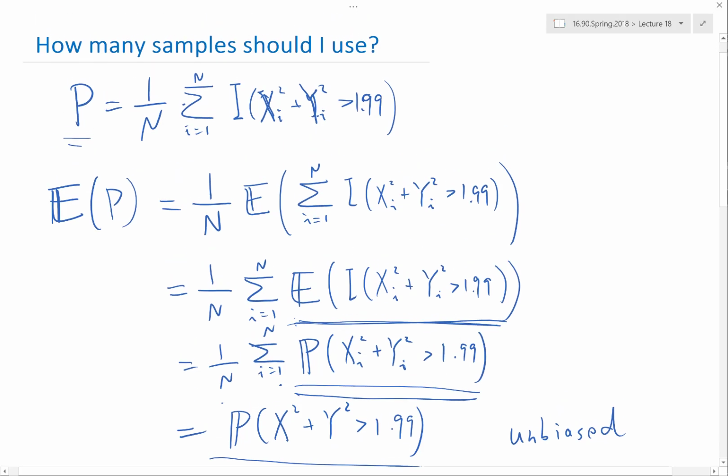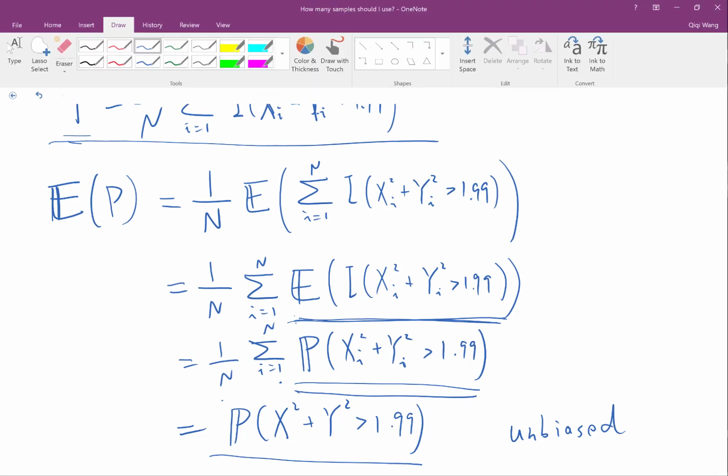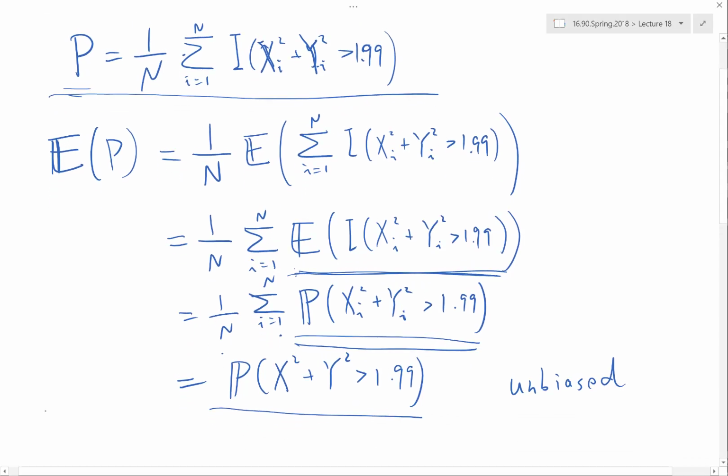So how do I figure out the variance of this P? Yes? Since the indicator functions are independent, the variables are independent, then the variance of the sum is the sum of the variances. So you have used a very interesting property of variance, right? Let's actually derive it over here. So do we all know what variance is?